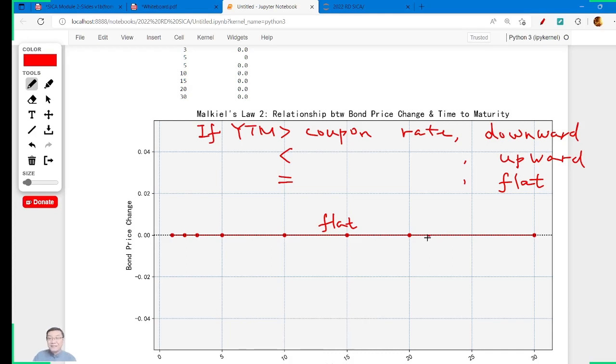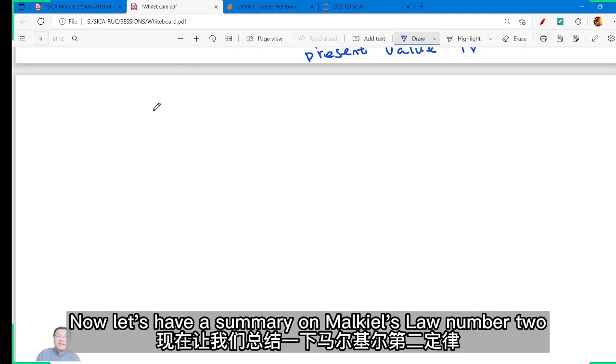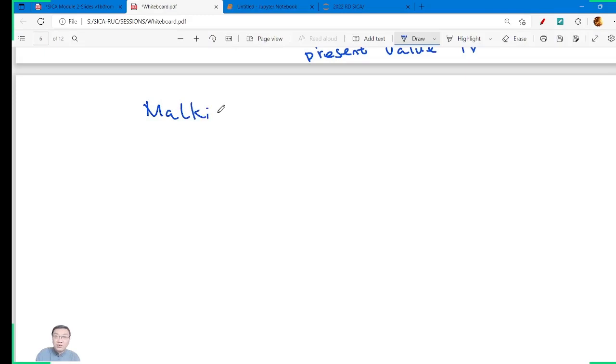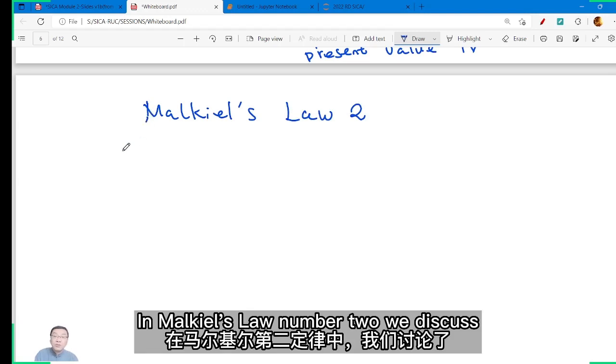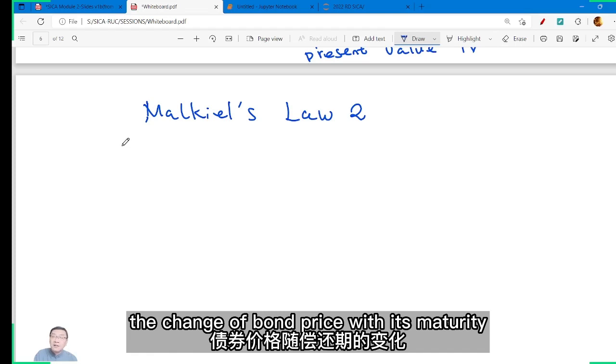Okay, thank you, Liu Zhe. Now, let's have a summary of Moki's law number 2. In Moki's law number 2, we discuss the change of bond price with its maturity.